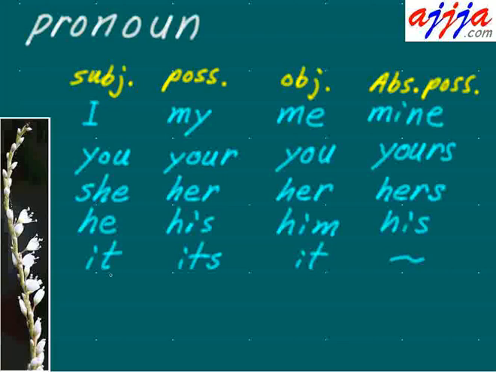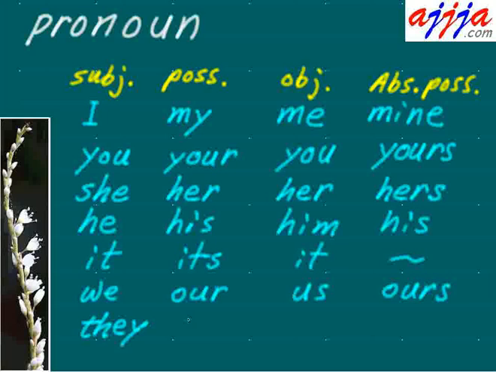What about the plurals? So many people talking about I. That means we, our, us, ours. Very important. Now, what about you? That's the same thing, so plural. What about she, he, it? They. So they, their, them. What about the absolute possessive? That's right, theirs.